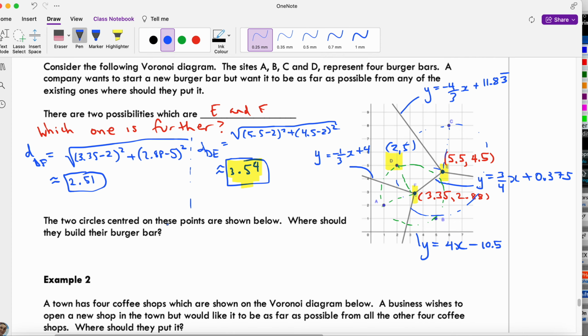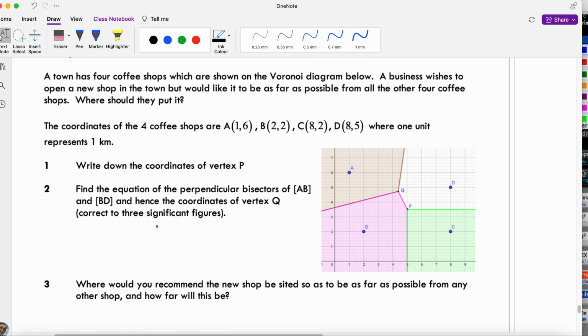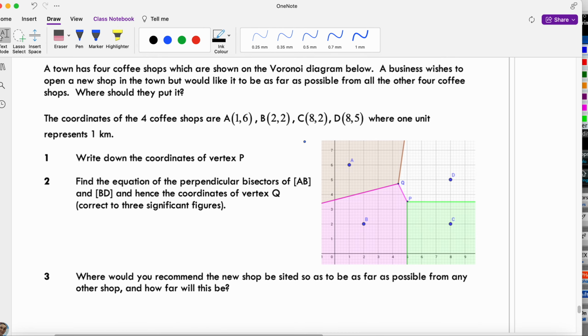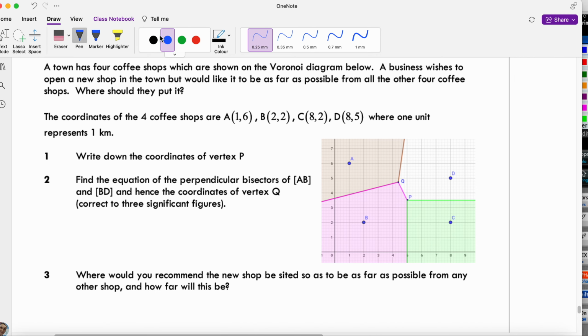I hope that made sense. Let's do it again. So now we've got 4 coffee shops, which are shown in the Voronoi diagram, and the business wishes to open a new coffee shop, right? But would like to be as far away as possible. Okay, so basically, again, if you look at this, yes, you could open here, but then you're close to A. Here, you are too close to D, and so on. And so it ends up that your two choices are P and Q.